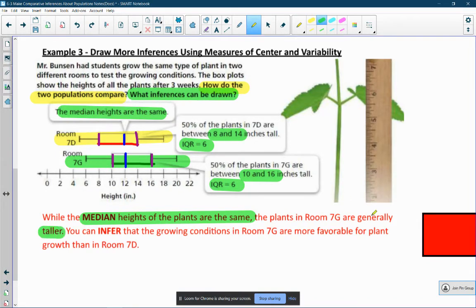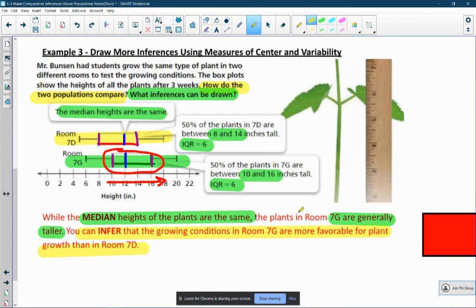Now, why can we say that? The reason is, notice that this box is farther ahead than this other box here. So more of the plants are taller in room 7G than they are in 7D. So our main inference is that the growing conditions in room 7G are more favorable to plant growth than in 7D.